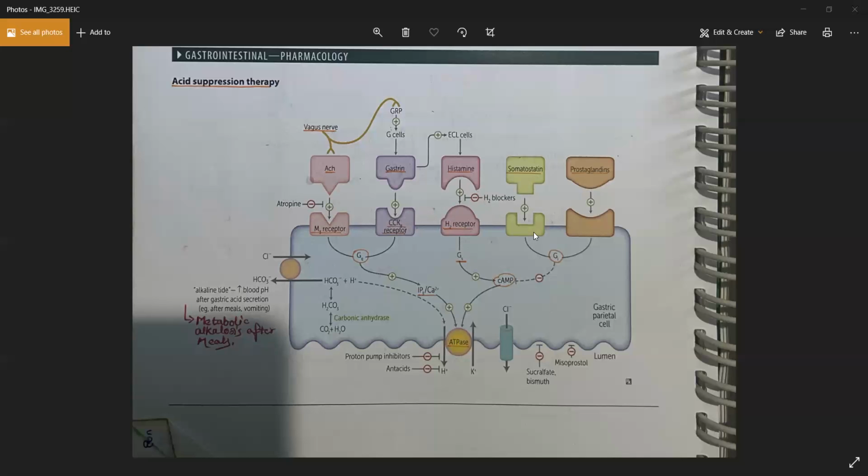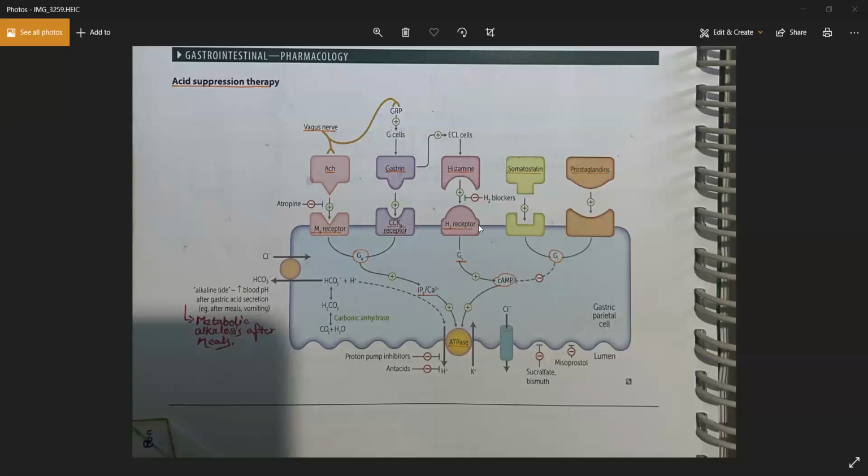Then you also have the main one, the proton pump inhibitors. Okay, they directly inhibit the ATPase, and as a result, even if you have the acetylcholine, the gastrin or the histamine, all of these three agents cannot cause the acid release if you have the proton pump inhibitors, and this is very important.